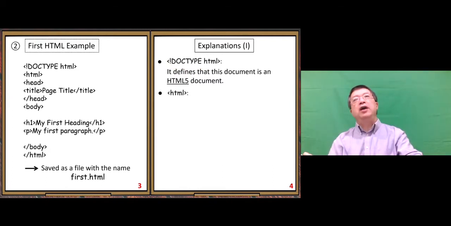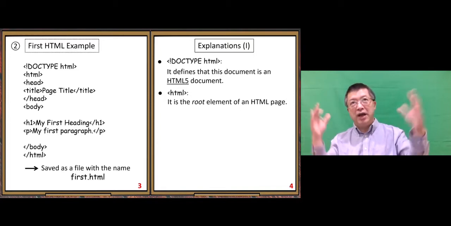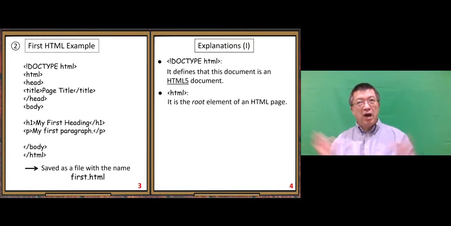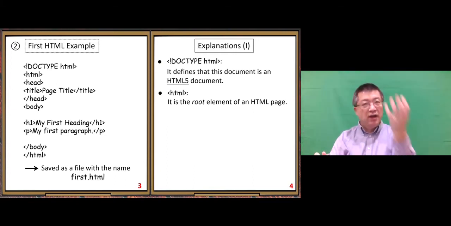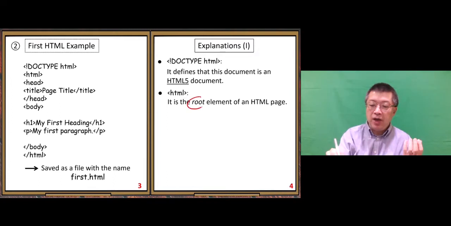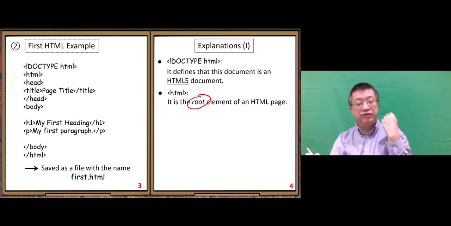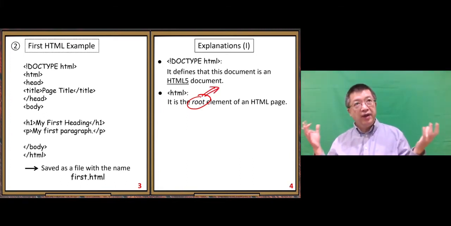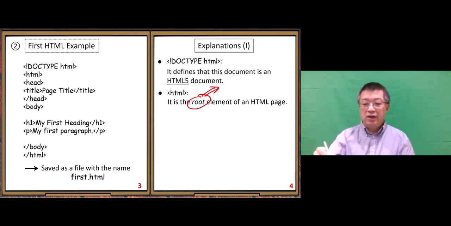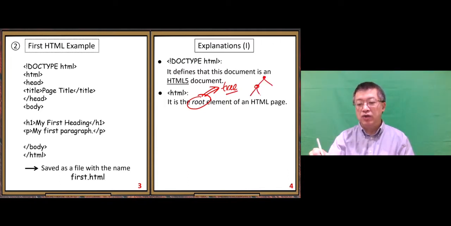Next, the HTML tag. It's easy. It tells that this whole block of text is the HTML document. This tag is used as the root element of your HTML page. When you see root, what can you think of? A tree, right? The tree starts with a root, so you have a tree structure.